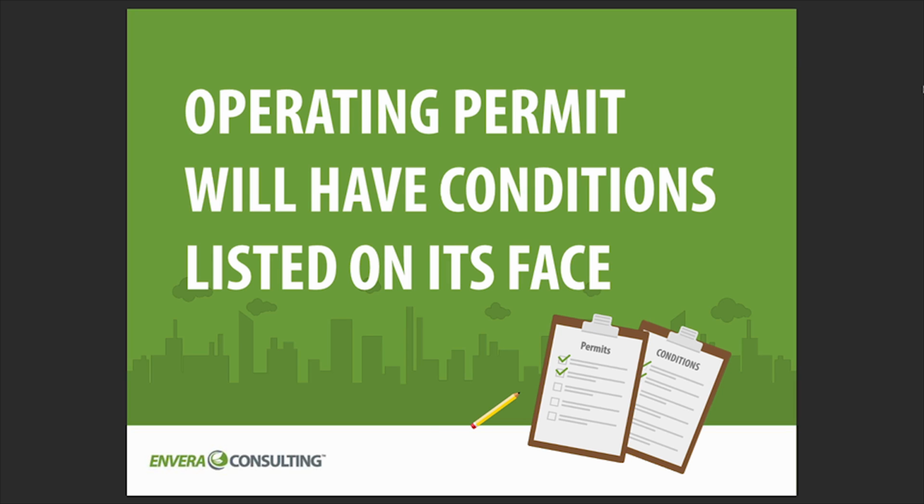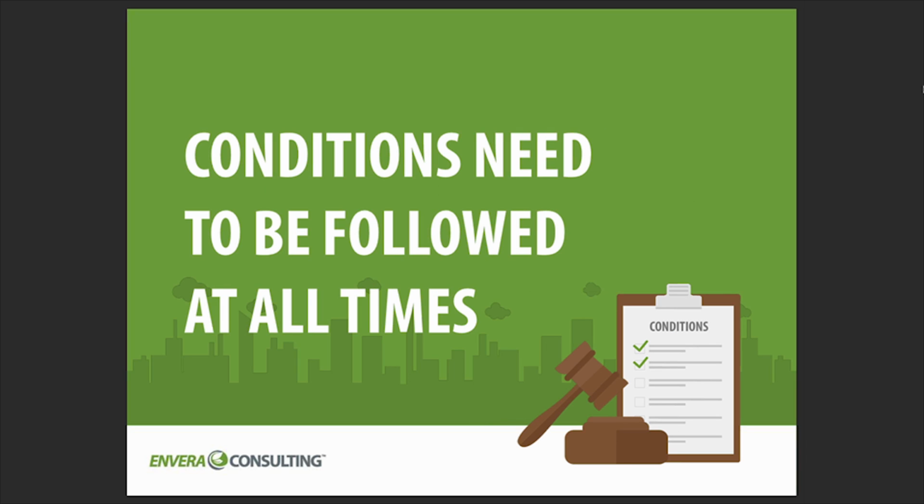And when it comes to permit conditions, both construction permits and operating permits will have conditions listed on the face of the permit. It's important to understand, or even remember, that the conditions noted on the face of a permit must be followed and met at all times. If it appears on the face of the permit, you must comply with those conditions at all times. And if you don't, then you can run into problems.